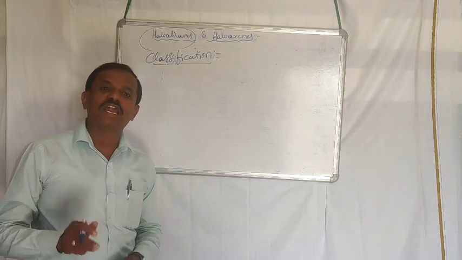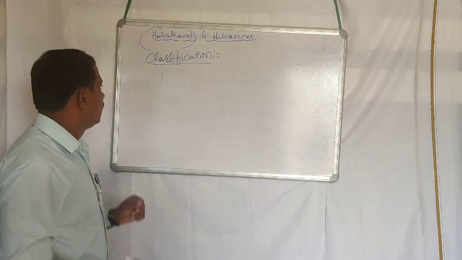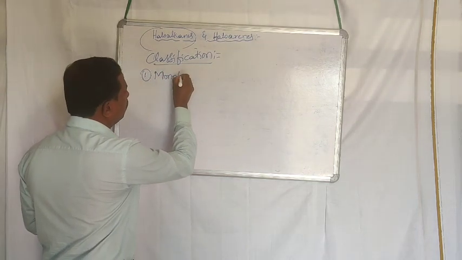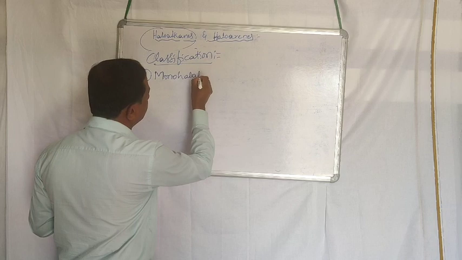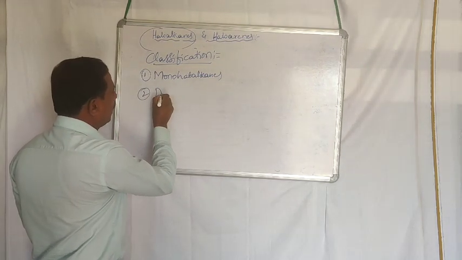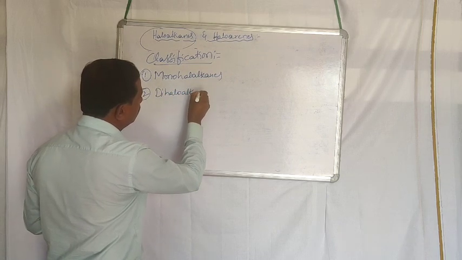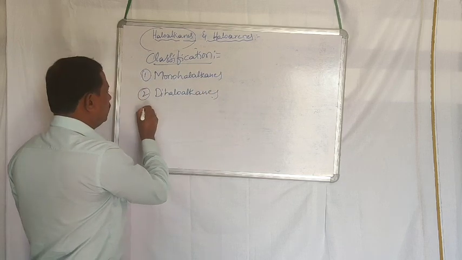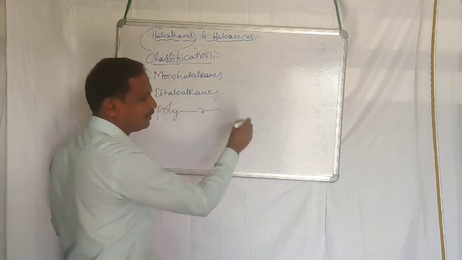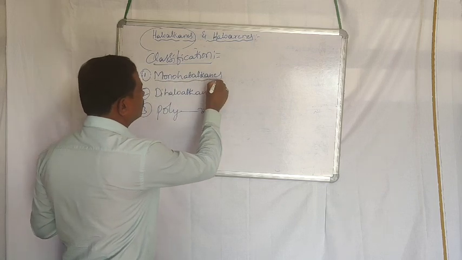Based on the number of halogen atoms present in the molecule, they are classified into three types. Number one, monohaloalkanes. Number two, dihaloalkanes. Number three, polyhaloalkanes. First we will discuss monohaloalkanes.